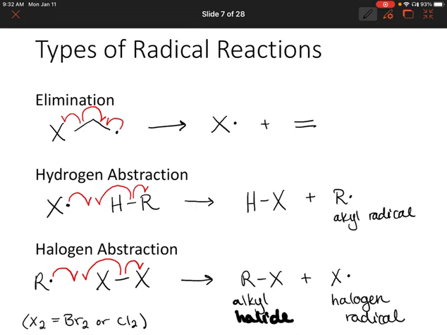Now you'll notice that the halogens here have to be Br2 or Cl2. Like I've said before, fluorine reacts way too violently and way too quickly, whereas iodine reacts way too slowly. So Br2 and Cl2 are kind of in the middle, so they're the only halogens that really work for this type of reaction.